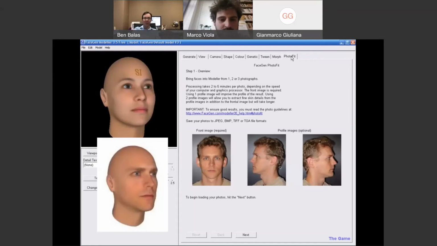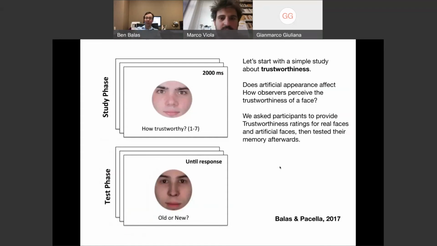So we had this nice stimulus set, and we decided to start with a simple study about how trustworthiness is perceived in real and artificial faces. Does the artificial appearance of an image affect the way you perceive the trustworthiness of that face? So we brought some participants in and we did something really simple. Again, we just started with subjective ratings. We showed them images that were either real or artificial versions of the same people. And we said, just on a 1 to 7 scale, tell us how trustworthy this person is. And both to replicate previous work and to test how closely they were paying attention to our faces, we also gave everybody a surprise memory test after they had done this rating judgment.